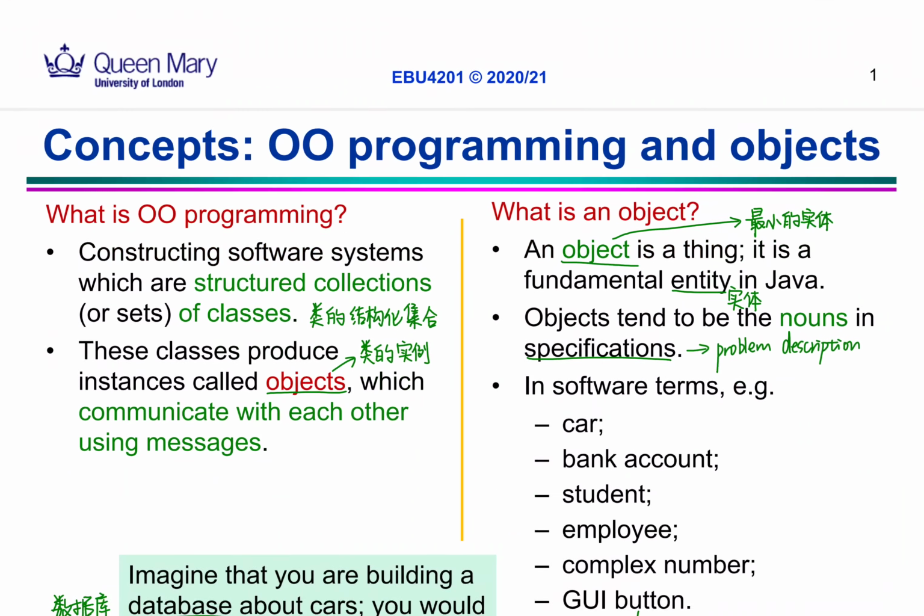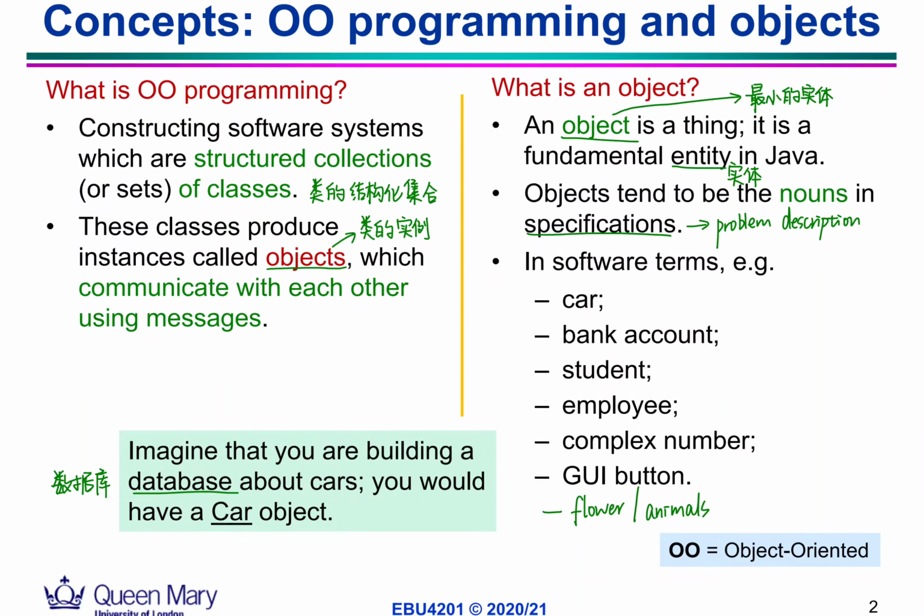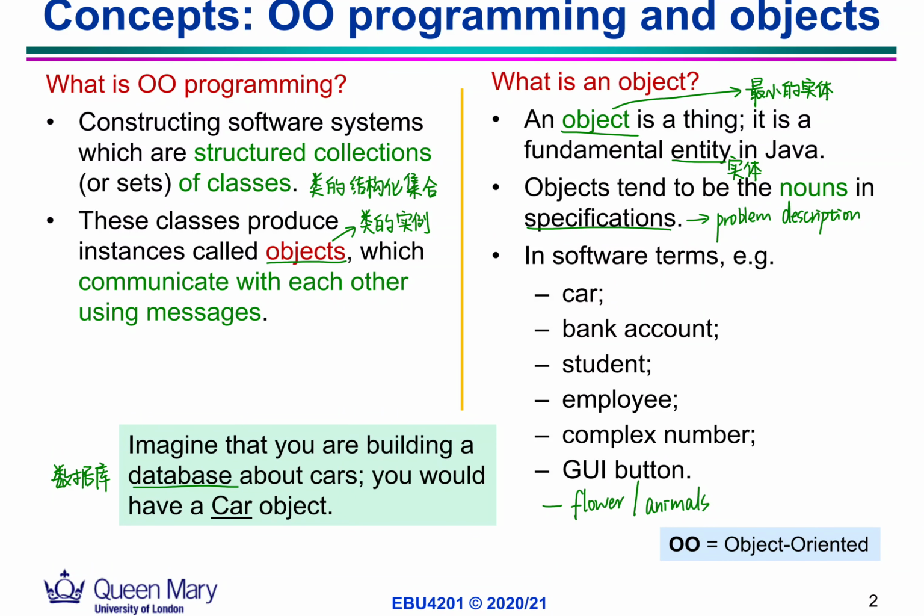So that's a formal expression: a structured collection of classes, including instance classes and comparison classes, which are static collections of classes. And these classes produce instances called objects that communicate with each other using methods.